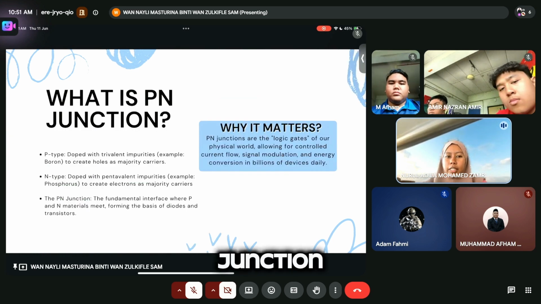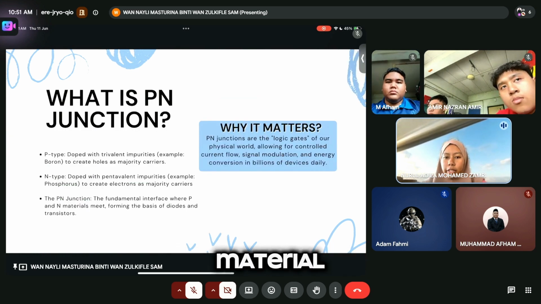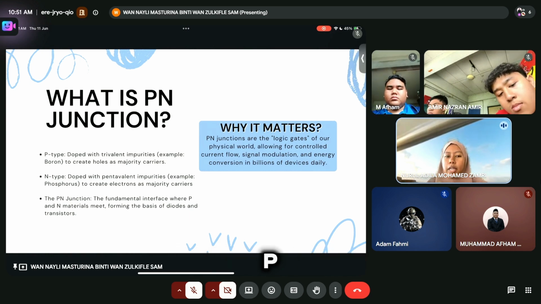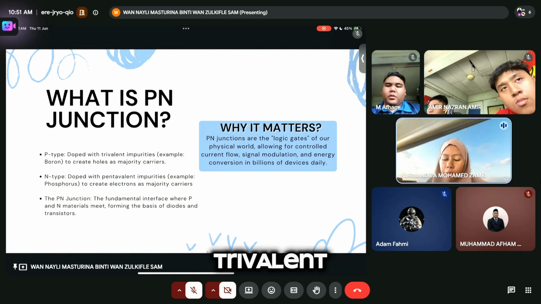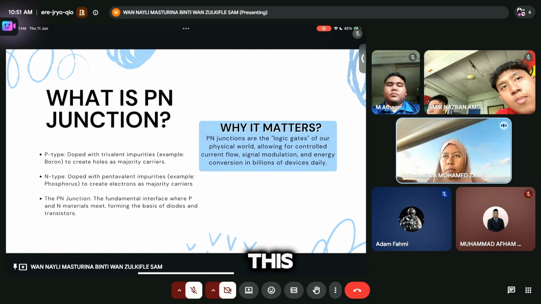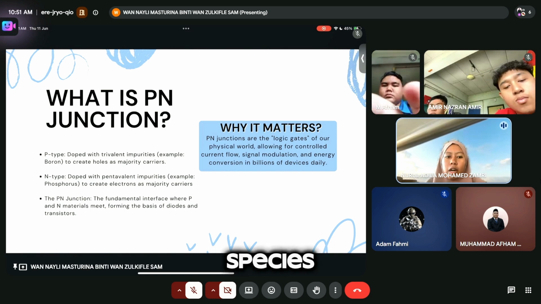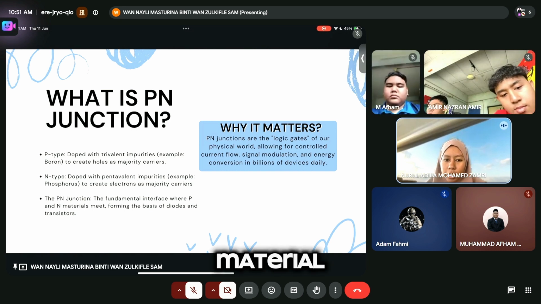A PN junction is formed when P-type semiconductor material and N-type semiconductor material are joined together. The P-type material is created by doping a semiconductor with trivalent impurities such as boron. This process creates holes, which act as the majority carriers in the P-type material.